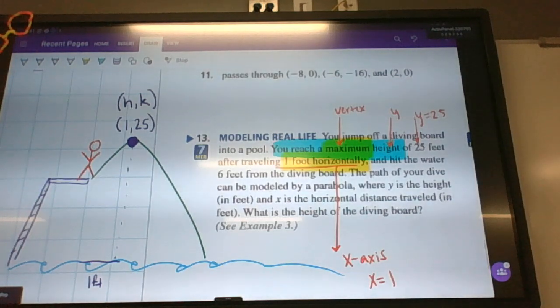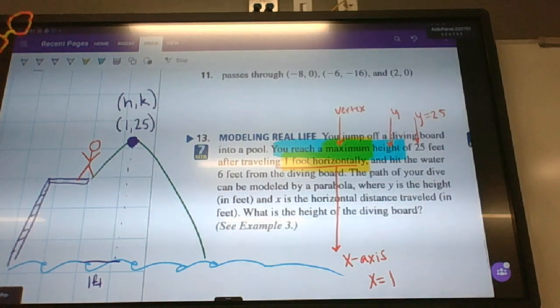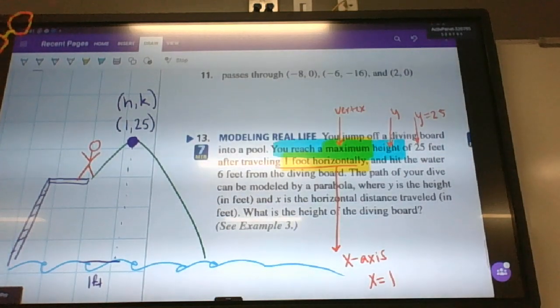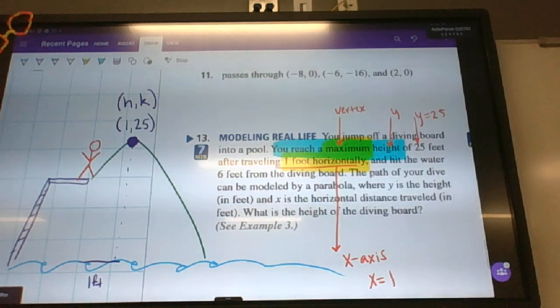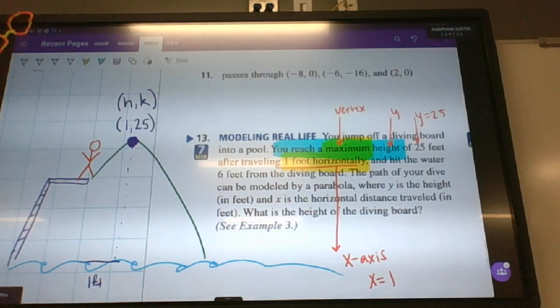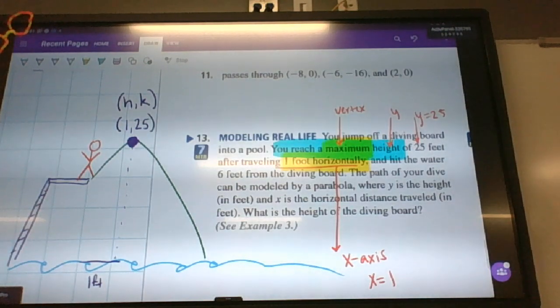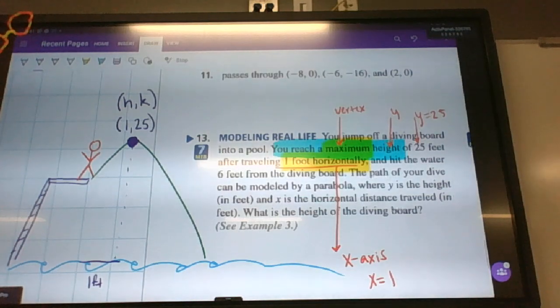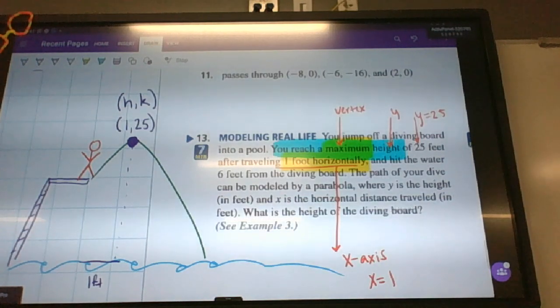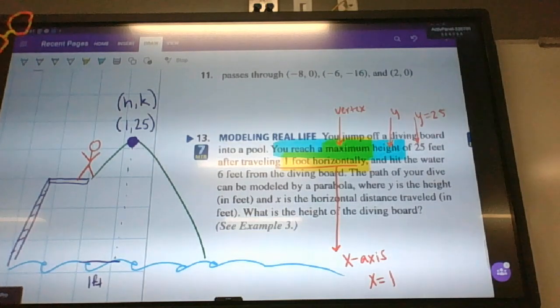Just one person, two people. Anthony, you got it? I put the wrong number. What numbers did you put? I had it flipped around. Oh, yeah, because they said the 25 first. So I totally understand that. There you go. Okay, all right, good job. Got our vertex in the right spot. The x is the 1, the y is the 25.